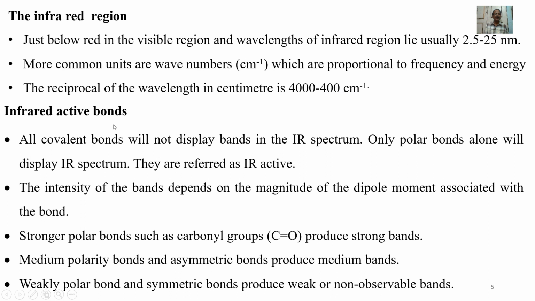Infrared active bonds. All covalent bonds will not display bands in the IR spectrum. Only polar bonds will display an IR spectrum. They are referred to as IR active. The intensity of the bands depends on the magnitude of the dipole moment associated with the bond. Strongly polar bonds, such as carbonyl groups, produce strong bands. Medium polarity bonds and asymmetric bonds produce medium bands. Weakly polar bonds and symmetric bonds produce weak or non-absorbing bands.